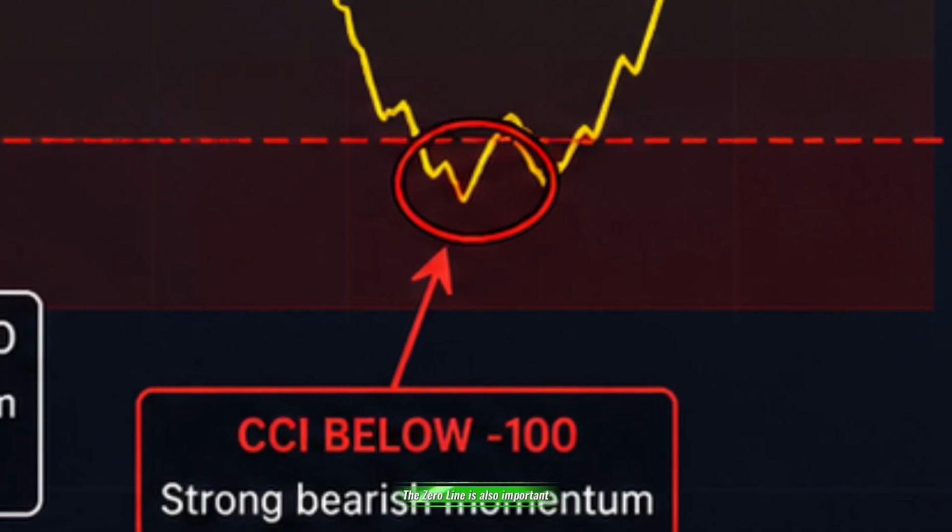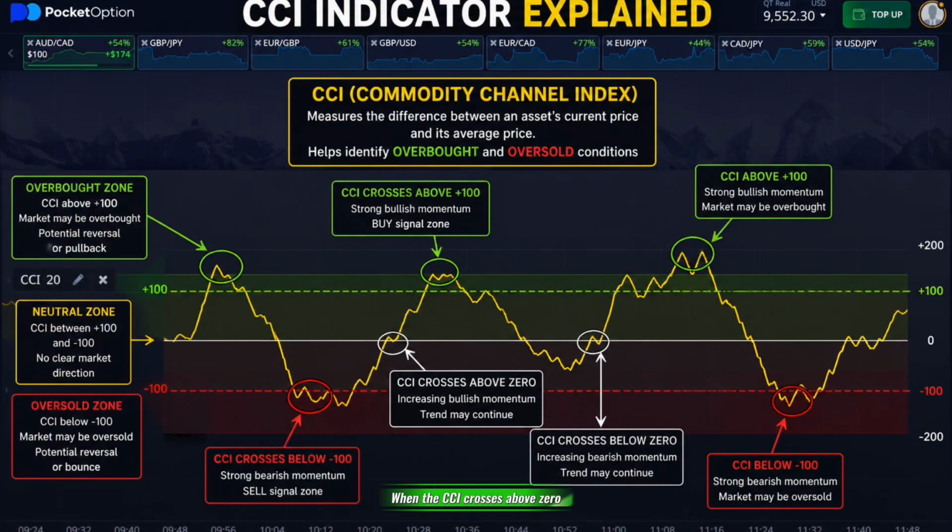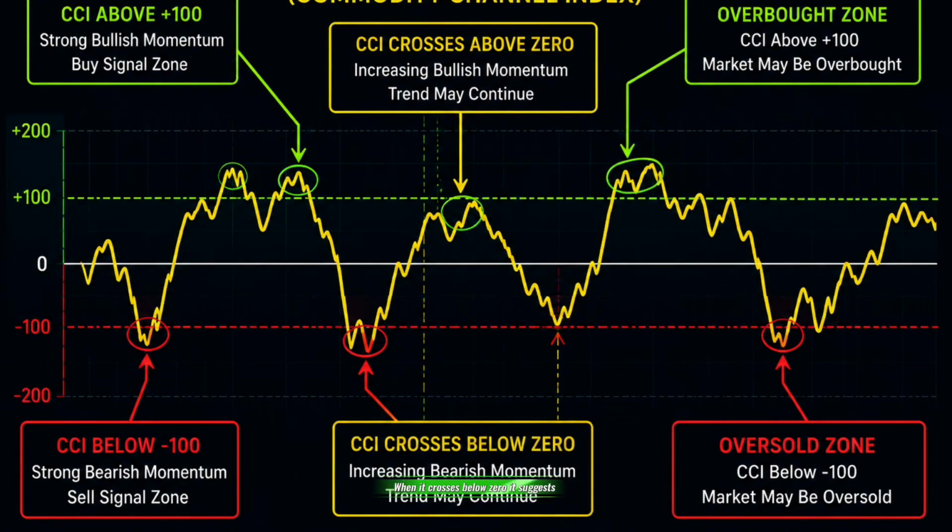The zero line is also important. When the CCI crosses above zero, it suggests increasing bullish momentum. When it crosses below zero, it suggests increasing bearish momentum.